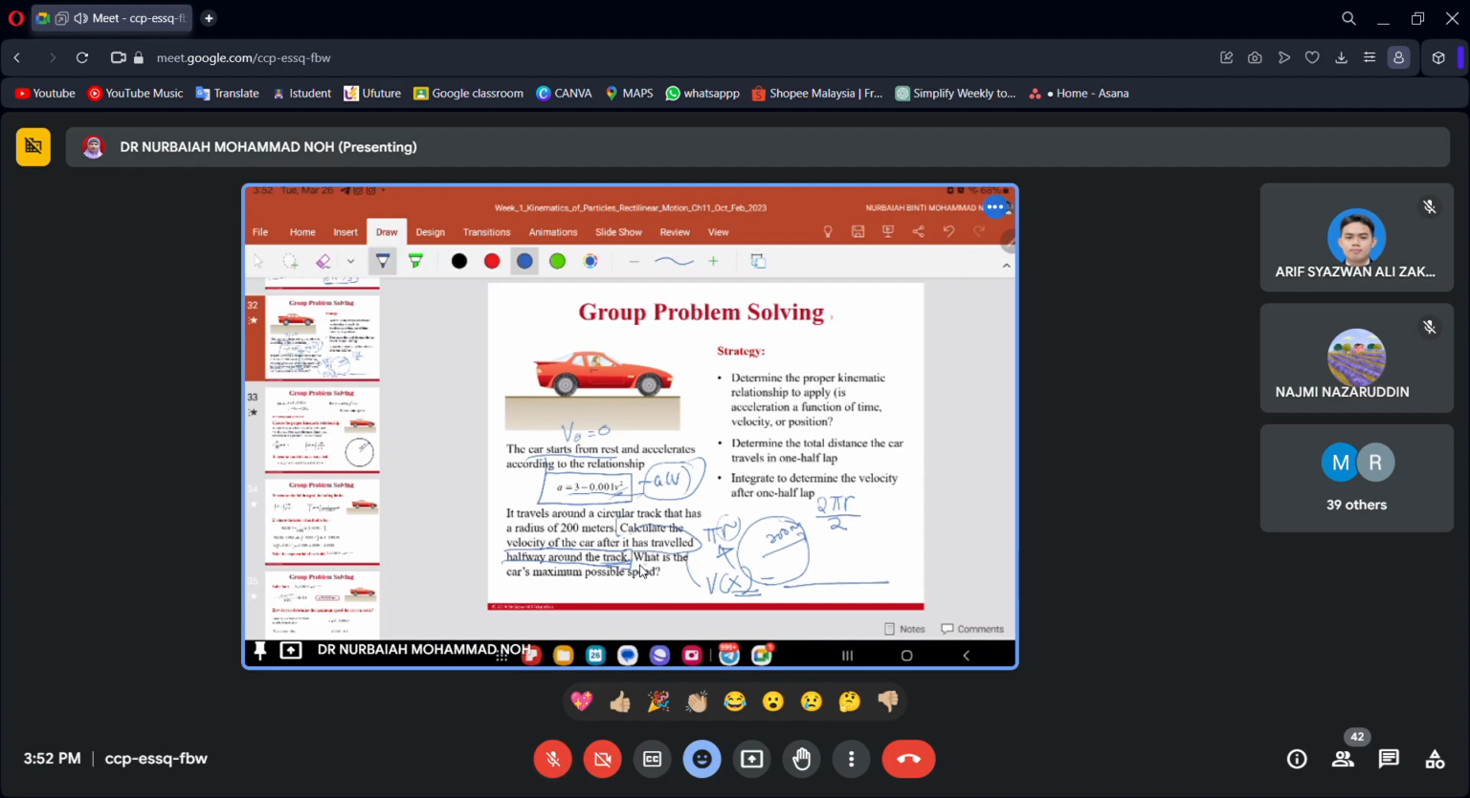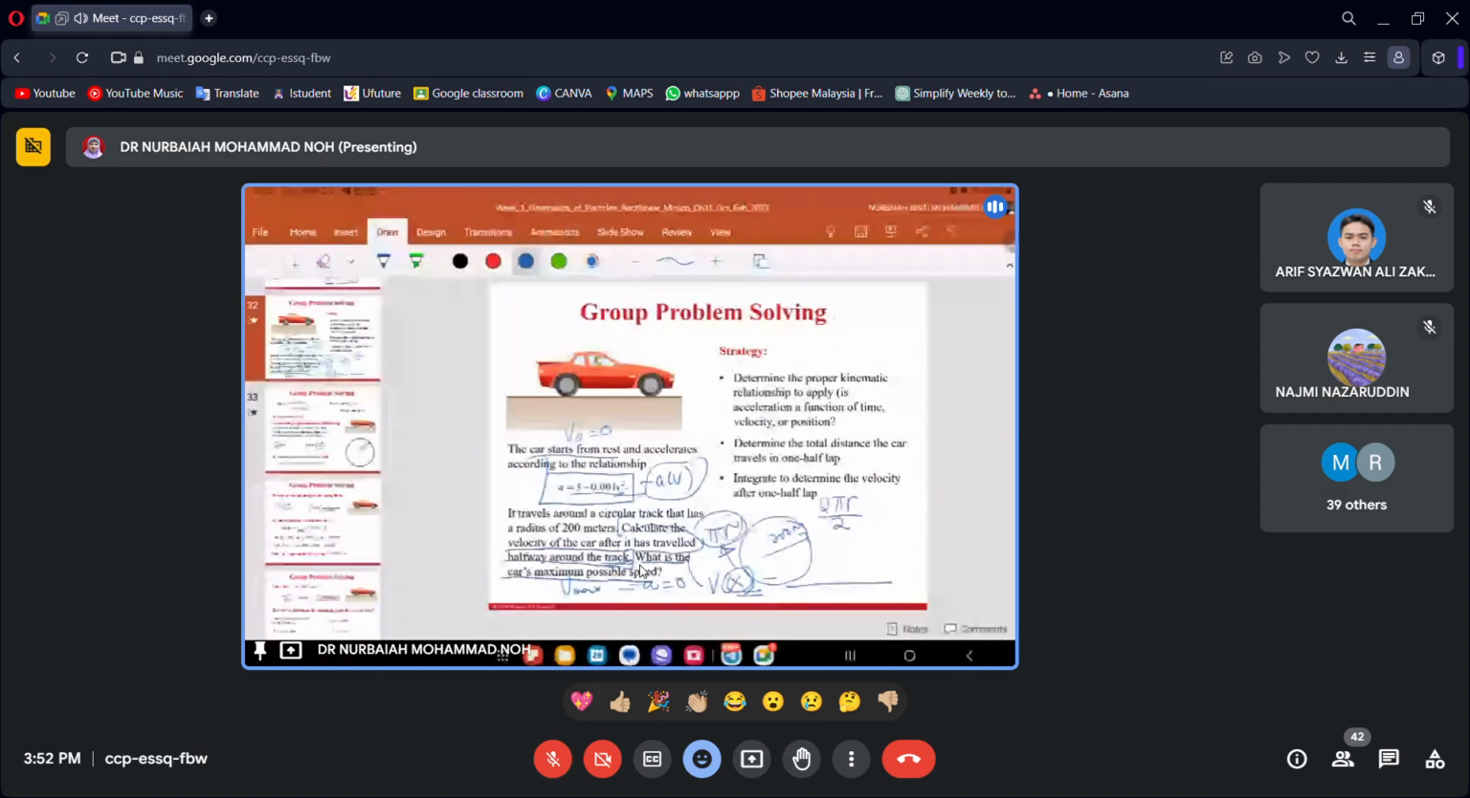Alright, so next is what is the maximum possible speed of the car? Berapa speed V maximum? So V maximum berlaku waktu bila? When A is equal to 0. Okay. Alright, so now first of all, we know that x here is equal to pi r, but we need to have the function first.